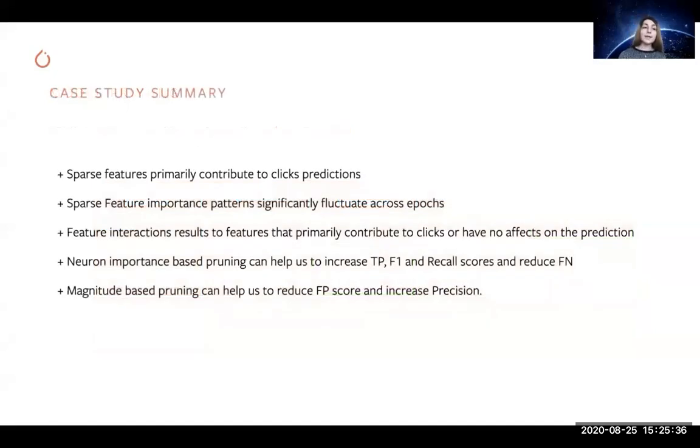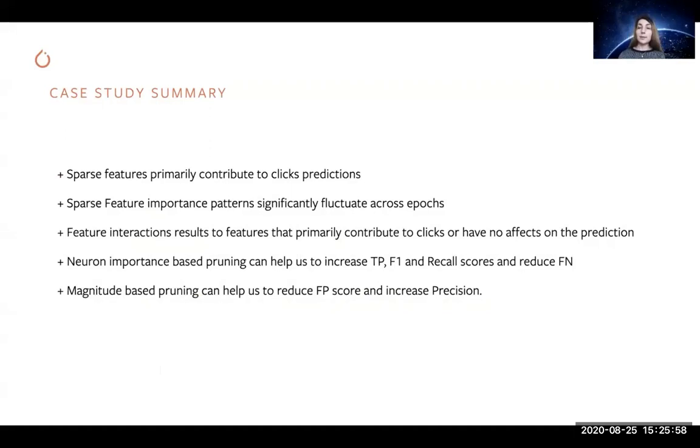To summarize, we found out that sparse features primarily contribute to clicks predictions, and that sparse feature importance patterns significantly fluctuate across epochs. That feature interactions result in features that primarily contribute to clicks or have no effect on the prediction.